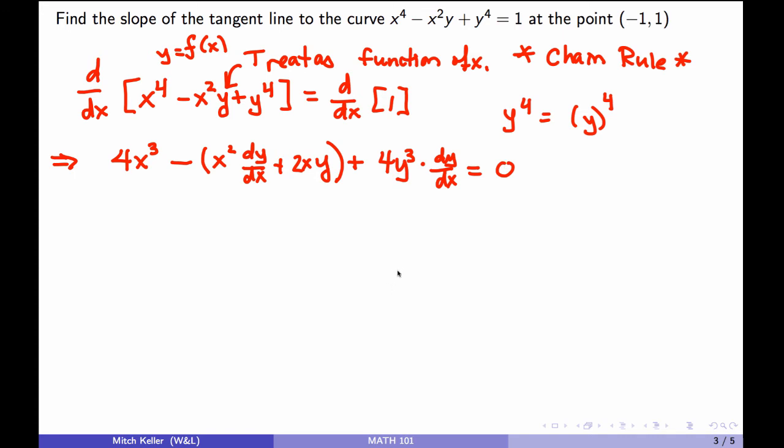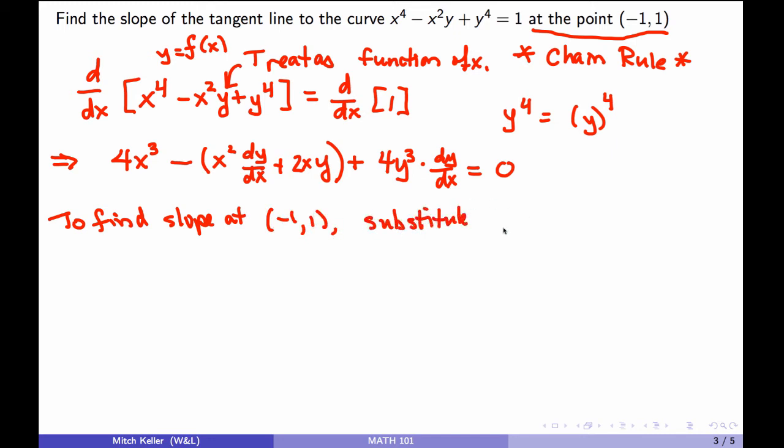At this point, we've been asked a specific question. We've been asked to find the slope of the tangent line at this point. So, rather than solving for a general form for dy dx here, where we might make a great big mess of this, I want to find the slope at -1, 1, substitute x equals -1, y equals 1, and solve for dy dx.